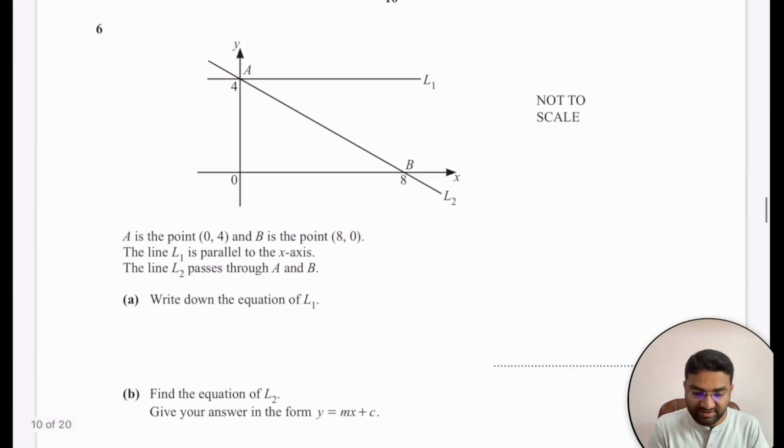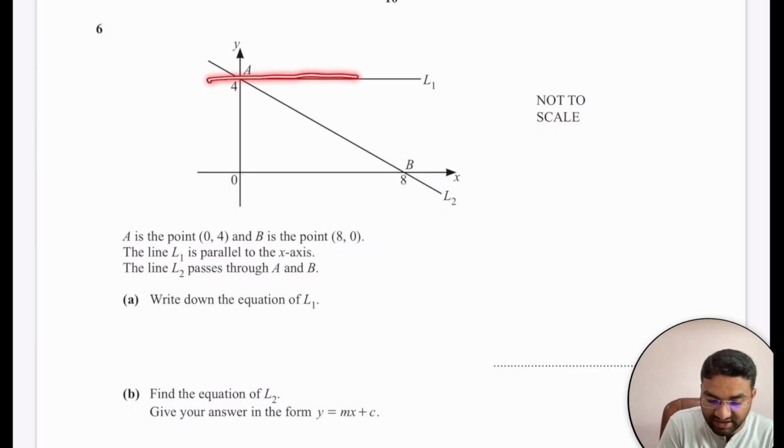We will discuss the 6th question. A is the point (0,4) and B is the point (8,0). L1 is parallel to the x-axis and L2 passes through the points A and B. Write the equation of L1. So we have to write the equation of this L1. L1 is just y is equal to 4. We can write that; that's the equation of the line.